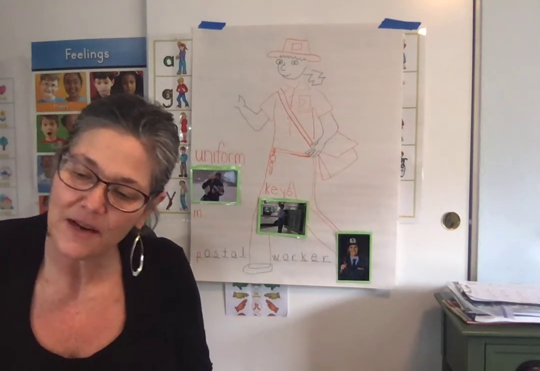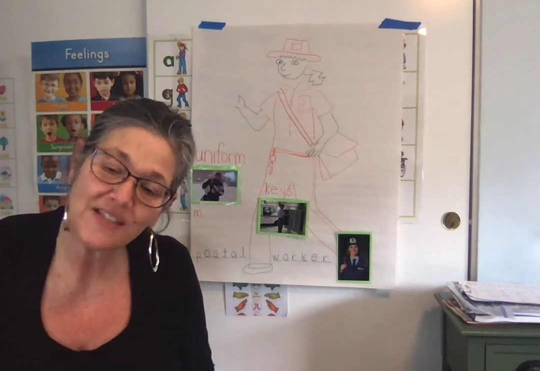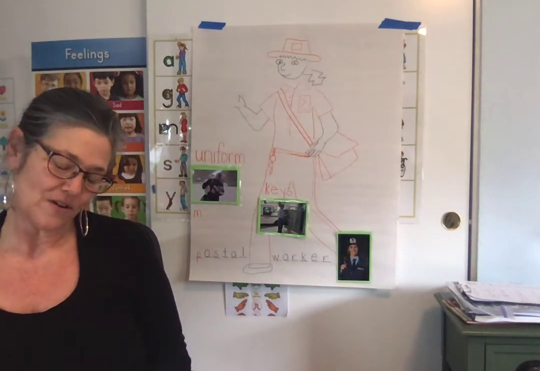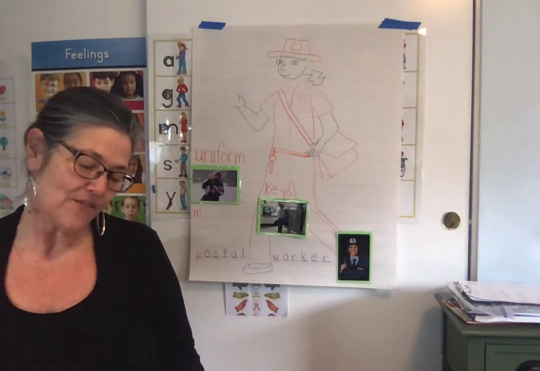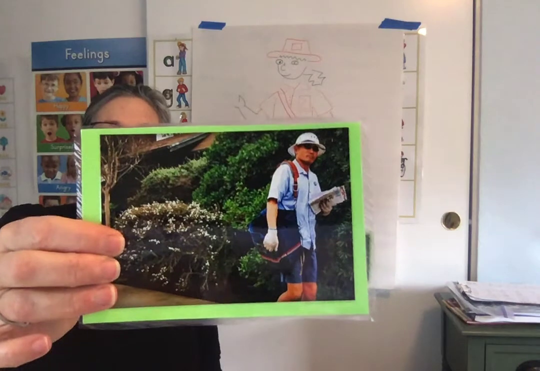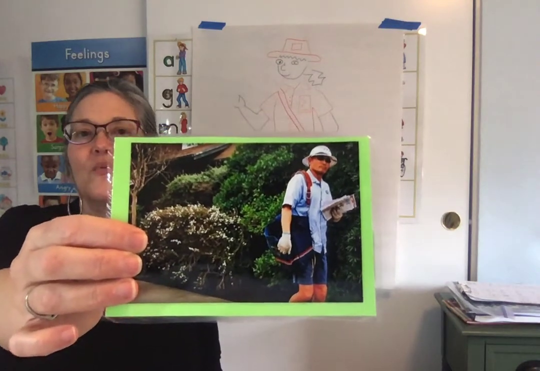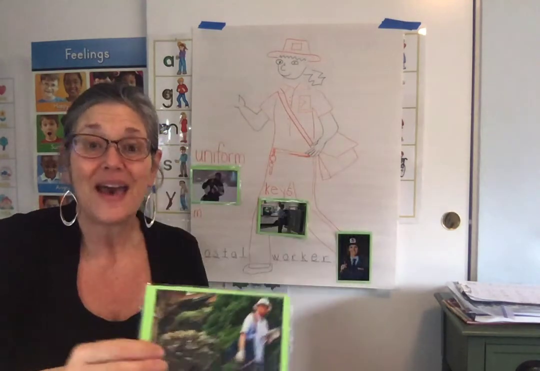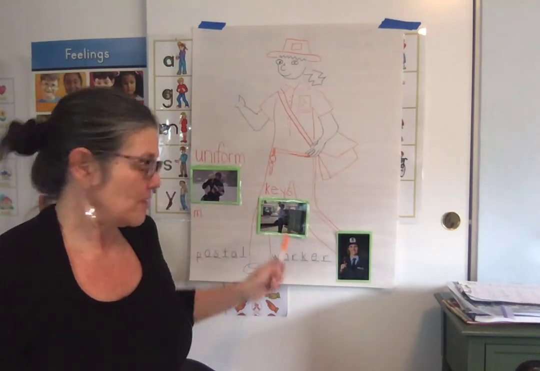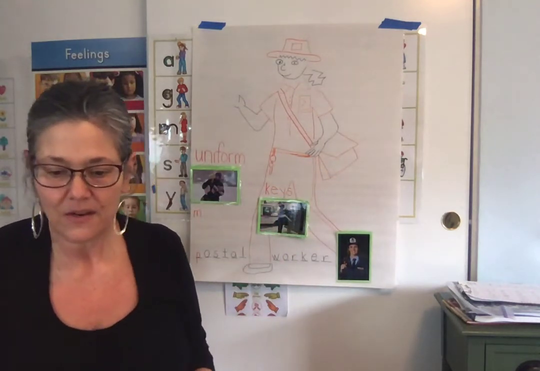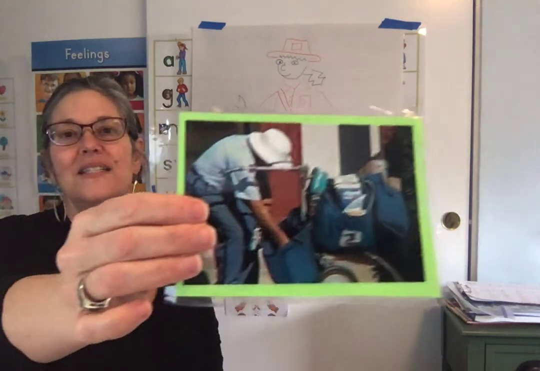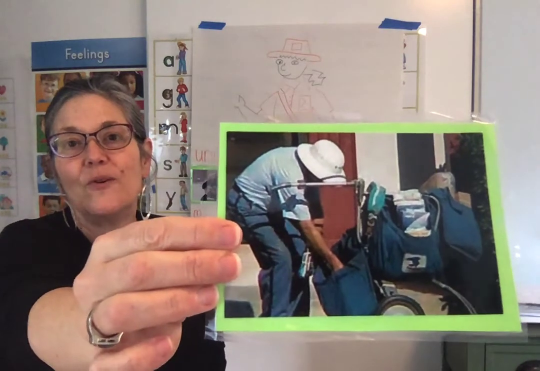I thought I had my picture. I have a very special picture because they have one more way that they are going to deliver. They have a cart sometimes that they might roll around, but this is another postal worker who is walking around the neighborhood with a bag. So you might see him with a bag or a truck. Here we go. Oh, here's one on wheels. That's the one I was looking for.